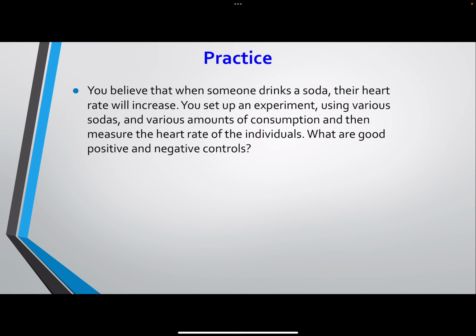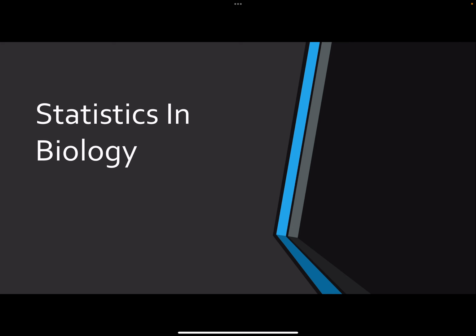More practice. You believe that when someone drinks a soda, their heart rate will increase. You set up an experiment using various sodas and various amounts of consumption, and then measure the heart rate on individuals. What are good positive and negative controls? So you want to see what's a good negative control for someone who drinks soda and to see how their heart rate increases. So what doesn't do anything? Of course, water. What's a good positive control that's known to increase your heart rate? A lot of you are thinking coffee. Caffeine, technically, coffee, really. But you could also do energy drinks. Coffee works as well. Soda works as well.